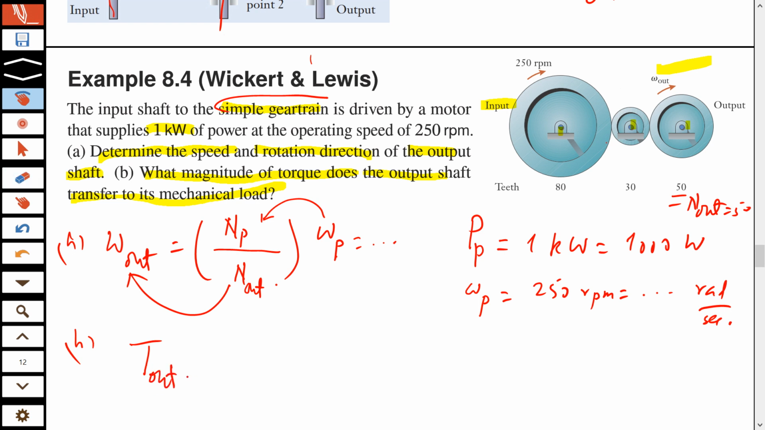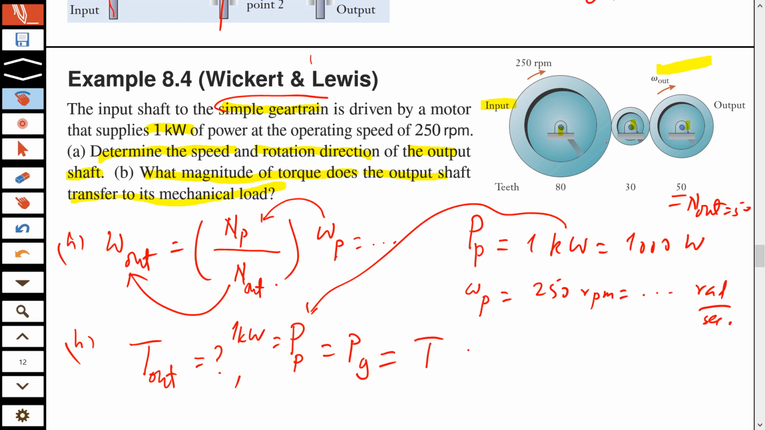Torque output. Now, because we assume that there are no losses, we can simply say that the input power is equal to the output power. Input power we know is 1 kilowatt. So we simply say 1 kilowatt. And output power we know is the torque times the angular speed. So angular speed will be omega out and it will be T out.